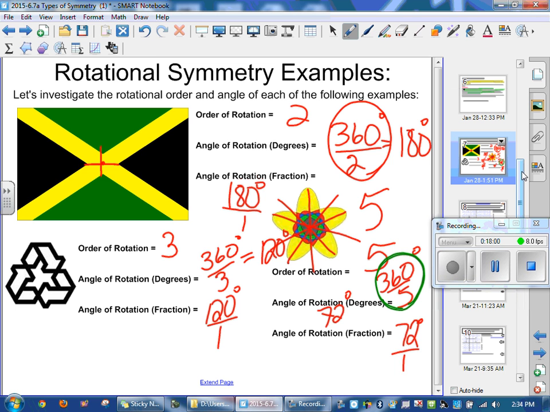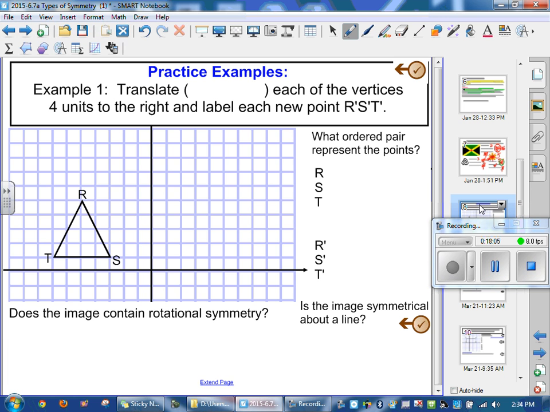All right. Almost done our reflecting, or rotating. Next one. We're going to translate some stuff. Well, translating means translate or slide. That's what translate means. It means slide each of the vertices, so each of the points, forward to the right. Well, that means all I do is I take this object and I count 4 to the right. And that's where I make the new point. So, 1, 2, 3, 4. I'm going to make my new point.